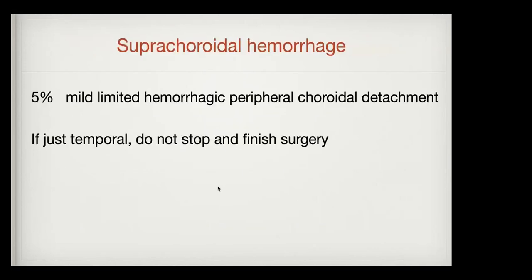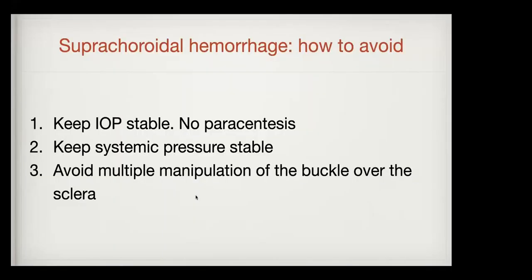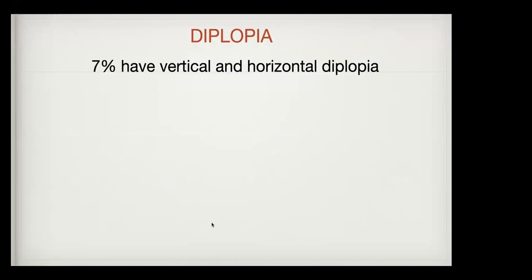As I said, suprachoroidal hemorrhage, if you have a mild peripheral choroidal detachment, don't worry, just finish your surgery and it will go away. Like in this case, you see on top, it resolved spontaneously. And massive suprachoroidal hemorrhage, if we avoid the changing IOP and check the systemic pressure and avoid manipulation, you will avoid suprachoroidal hemorrhage. And if you think about it, you can have suprachoroidal hemorrhage even with vitrectomy. So these eyes are very delicate anyhow, but if you follow this procedure, you won't have it.